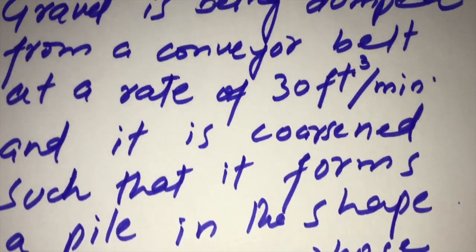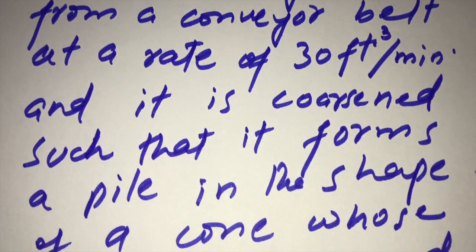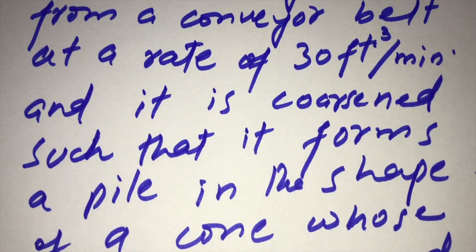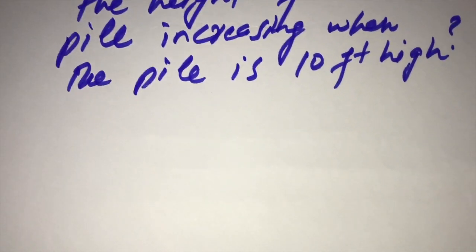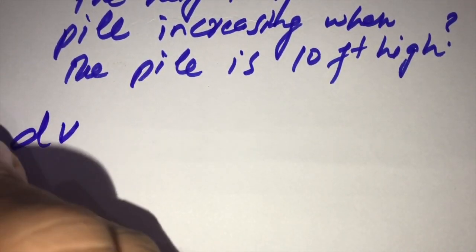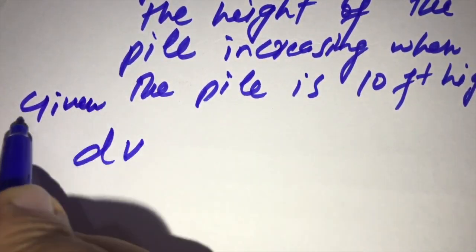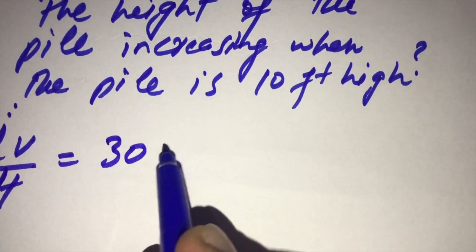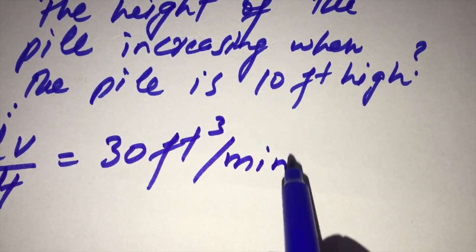What is demanded and what is given in the question? We write first: gravel is being dumped from a conveyor belt at a rate of 30 feet cube per minute. The volume rate is given, which means dV by dt is given. This is our given data: dV by dt is equal to 30 feet cube per minute.